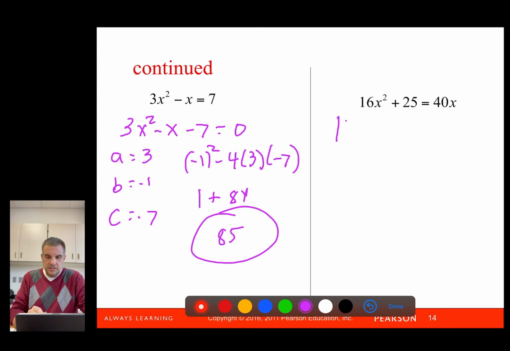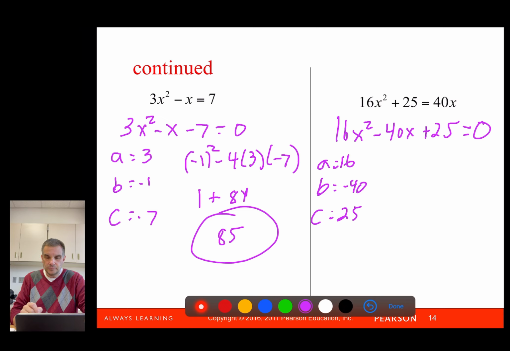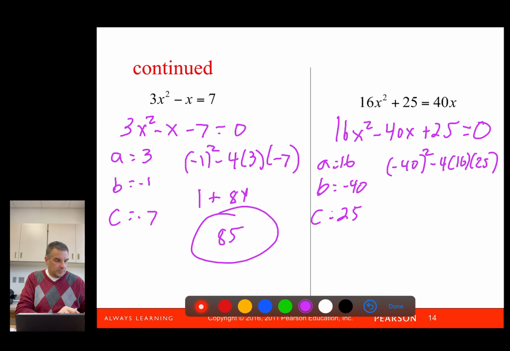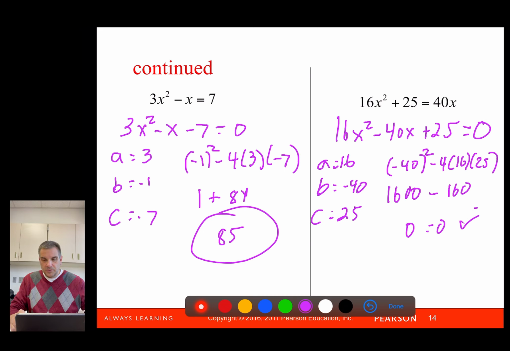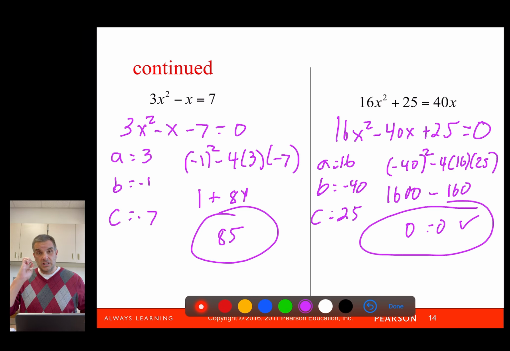For the second one over here, again, you've got to set it equal to 0 first. Now we've got our a value of 16, our b value of negative 40, and our c value of 25. So negative 40 squared minus 4 times 16 times 25. 40 squared is a big number. 40 squared is 1600 minus 4 times 16 times 25. That's 1600. So 0 equals 0. So since the discriminant is 0, we said if the discriminant was 0, then there was one rational solution. So there would be one rational solution for that one.